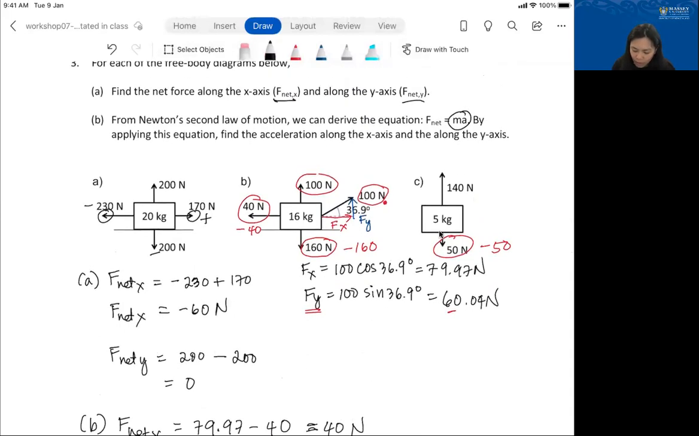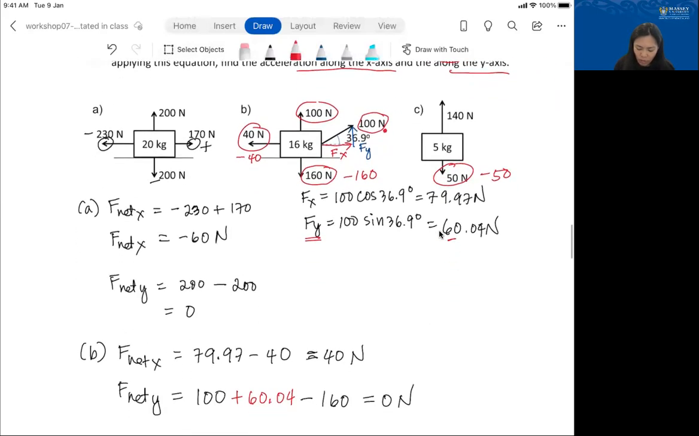The second question asks for the acceleration using net force. Newton's second law of motion: net force equals mass times acceleration. We already rearranged this in class. The acceleration will be net force divided by the mass. So if you want to get the acceleration along the X and the acceleration along the Y, let's do it for the first case.